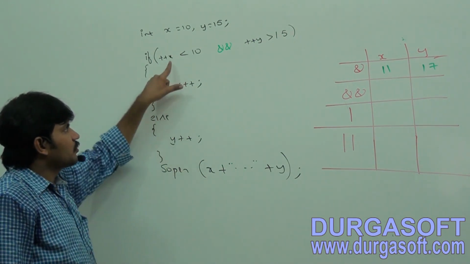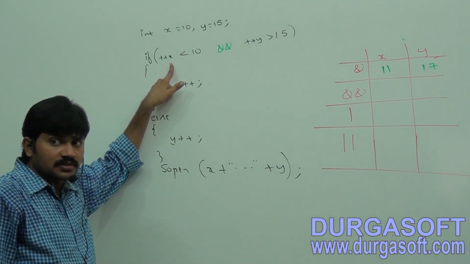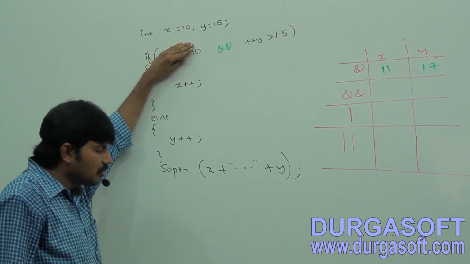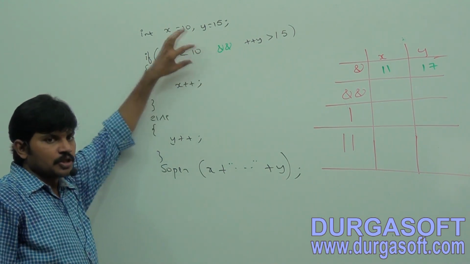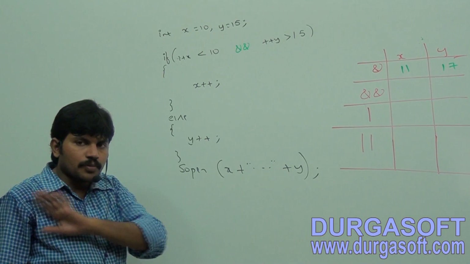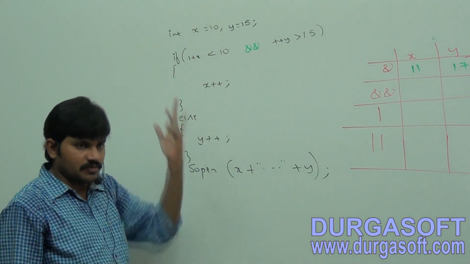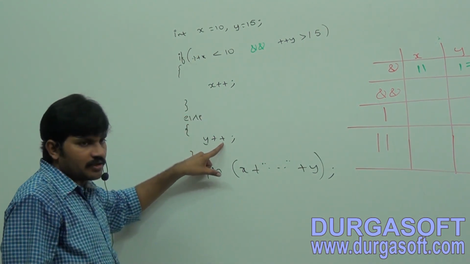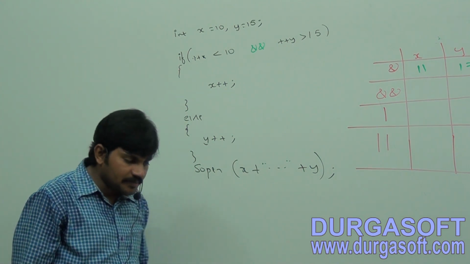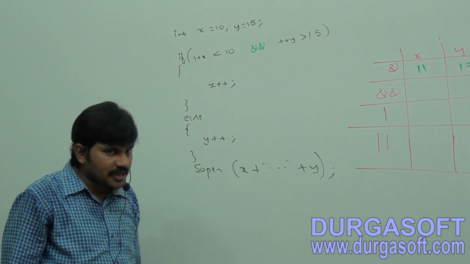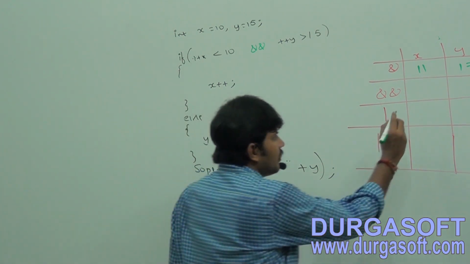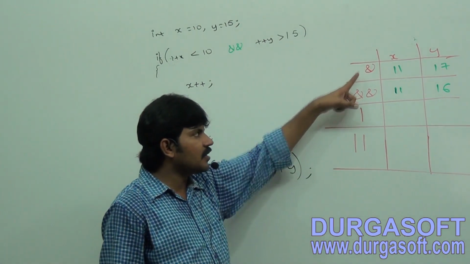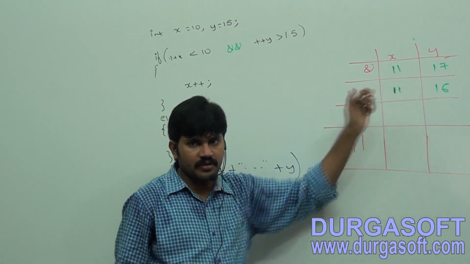Next, if I don't want to use single and, I want to use double and. Now first one, true or false? False. If it is false, will the second one be evaluated or not? No. Short circuit operator: if the first argument is false, the second argument won't be evaluated, because whether it is true or false, the result is always false only. Directly the control comes to the else part, then the y value will be incremented. So how many times is x incremented? One time. How many times is y incremented? One time. What answer are we going to get? x is 11, y is 16. Have you observed the difference in the values between single and and double and?